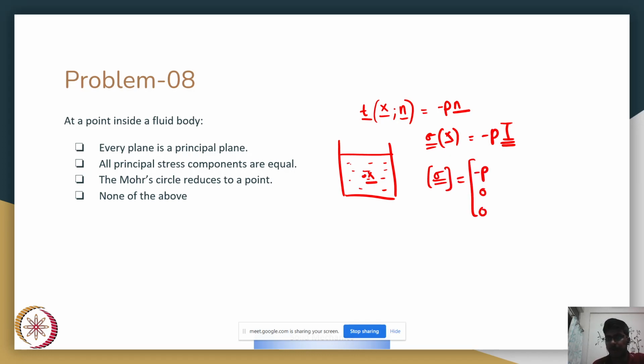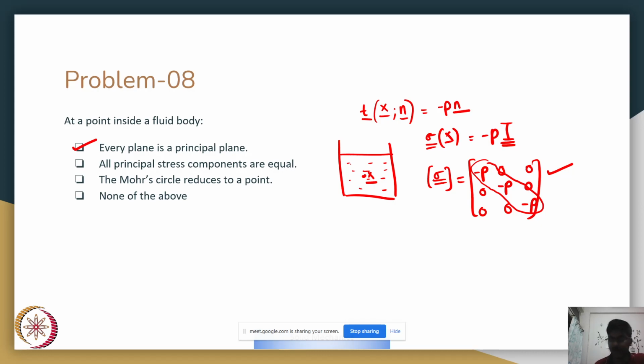So if we choose any coordinate system and write down sigma in its matrix form, we'll end up with this matrix always. As you can see, only the normal components are here, no shear component. So any plane you choose is essentially a principal plane. Second, all principal stress components are equal.